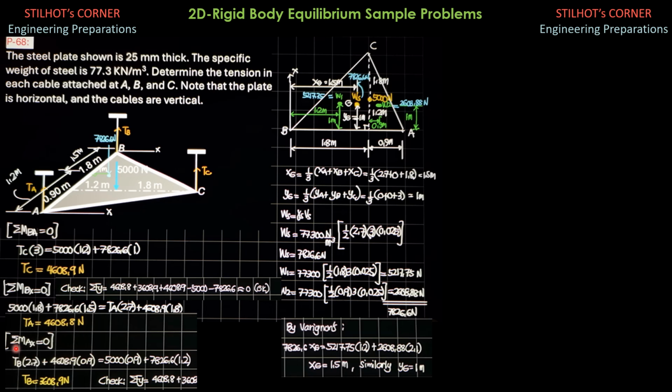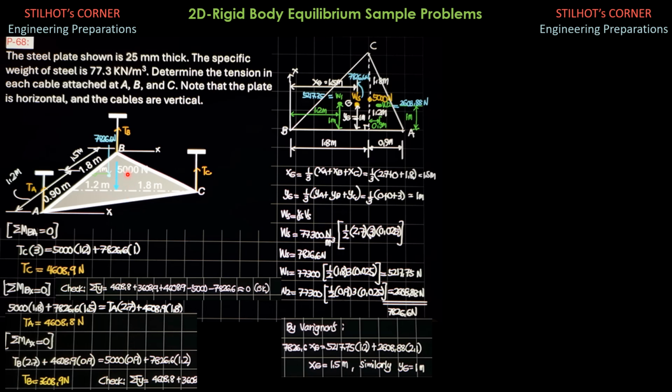Then summation of moments about Ax, right thumb rule. So the positive moment would be due to these tensions here, tension B and tension C. So beginning with tension B, the moment arm is 2.7, plus tension C, which is 4608.9. The moment arm is 0.9. Tension at C is here. Then we sum up moment about Ax. This is Ax. So that's why the moment arm is 0.9.